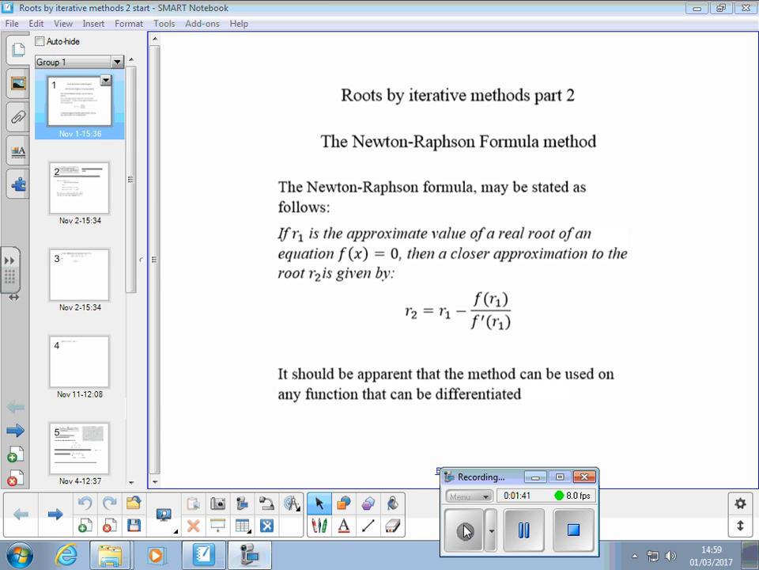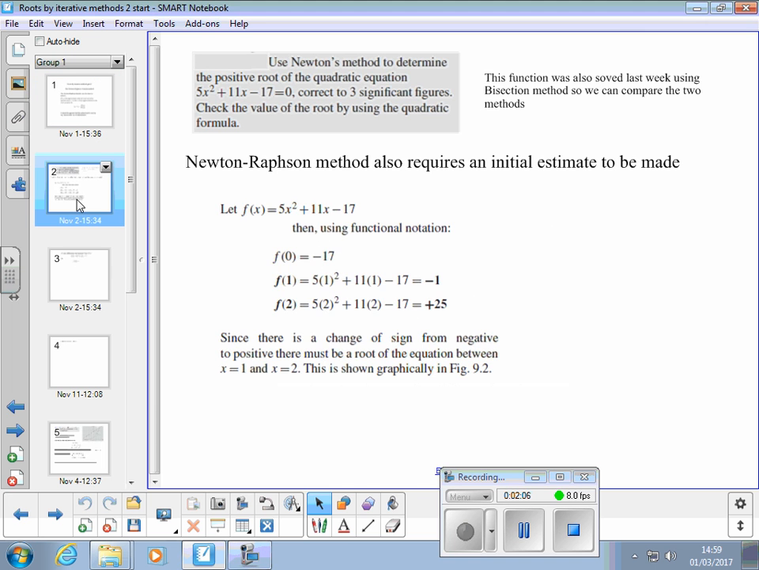If you don't have either the skill, or it's a function that it's not possible to differentiate with your current knowledge, then you can't use this method. You would have to revert back to the method of bisection. Okay, because you don't need any special maths for that, but here you do need to know how to differentiate properly. Okay, so we'll have a look at the same example that we looked at this morning.